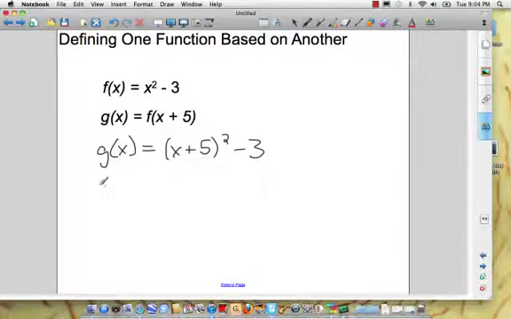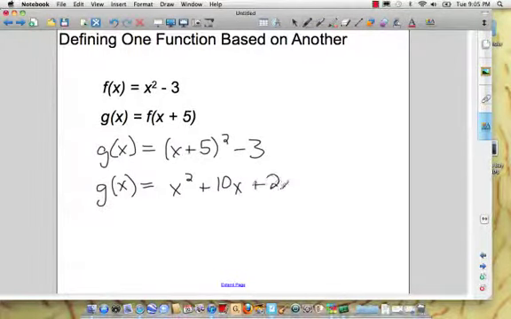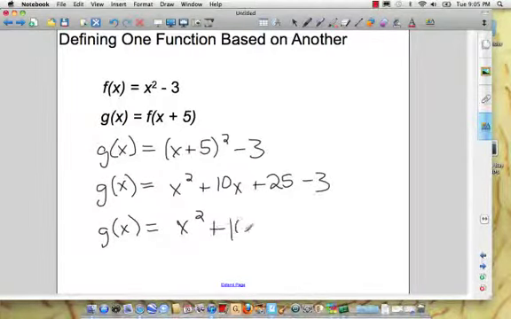And then, again, it's algebra that you already know. We have practiced squaring binomials. So x plus 5 squared is x squared plus 10x plus 25. And then you still have your minus 3 out at the end. And as a final step, we can simplify it further by combining like terms. X squared plus 10x, the constants are like terms. 25 minus 3 is 22. Okay, so that's how you find g of x if the x plus 5 is inside the parentheses.